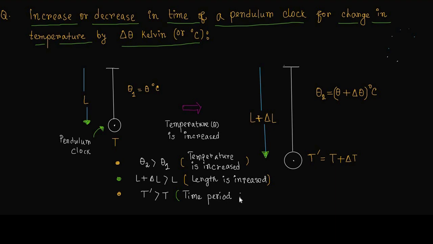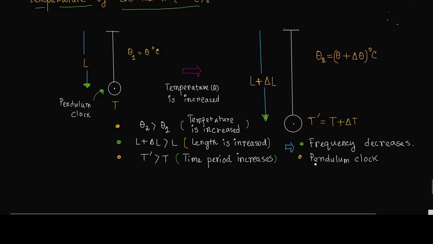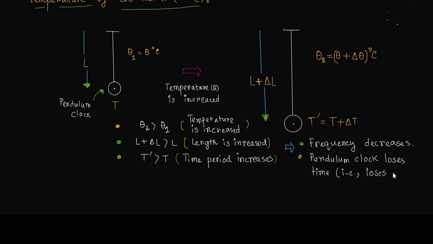The time period of the simple pendulum increases because the time period is directly proportional to the square root of the effective length of the pendulum. As the time period increases due to the rise in temperature, the frequency nu decreases, because frequency is the reciprocal of time period. And the pendulum clock runs slow. That means the pendulum clock loses time.